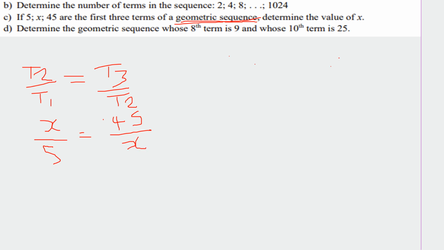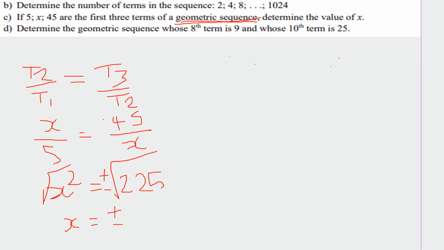So basically here, we're just going to cross multiply. When you cross multiply, x multiplied by x is going to be x squared. And 5 multiplied by 45 is going to be 225. Then remove the square of x by introducing the square root. Remember, every time you introduce your square root, the answer can either be positive or negative. So the value of x will either be plus or minus 50.